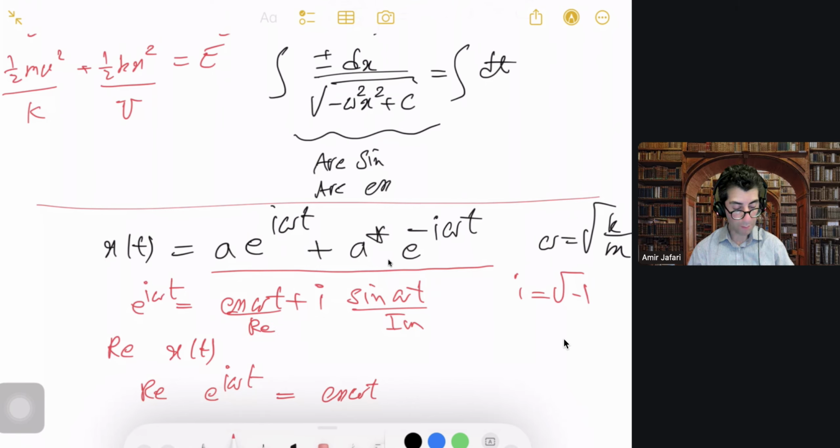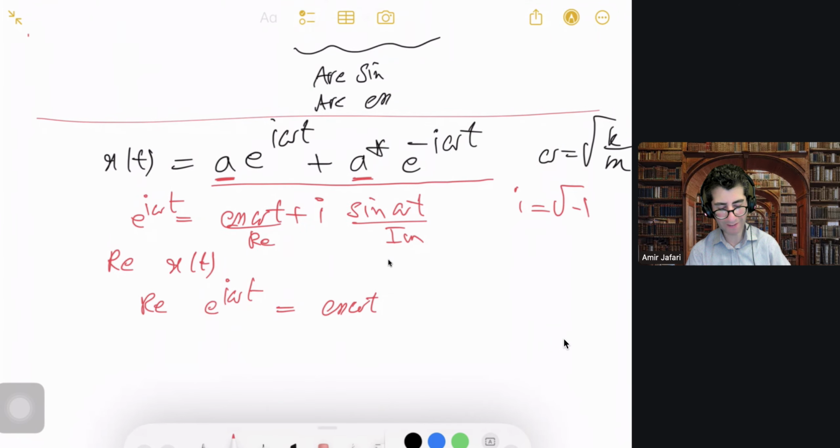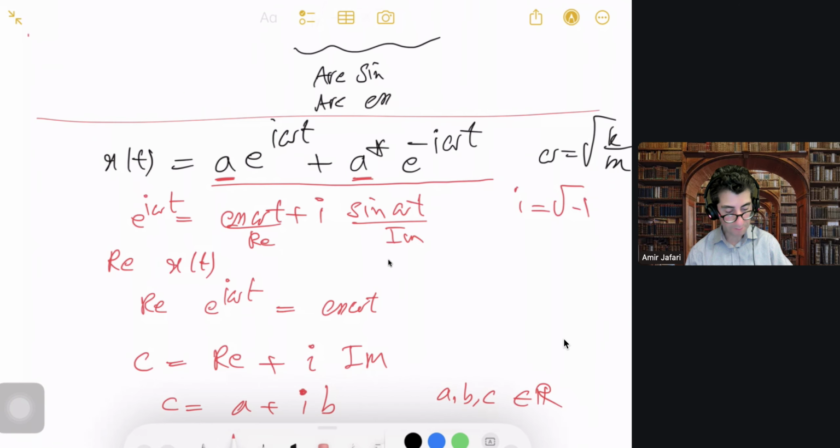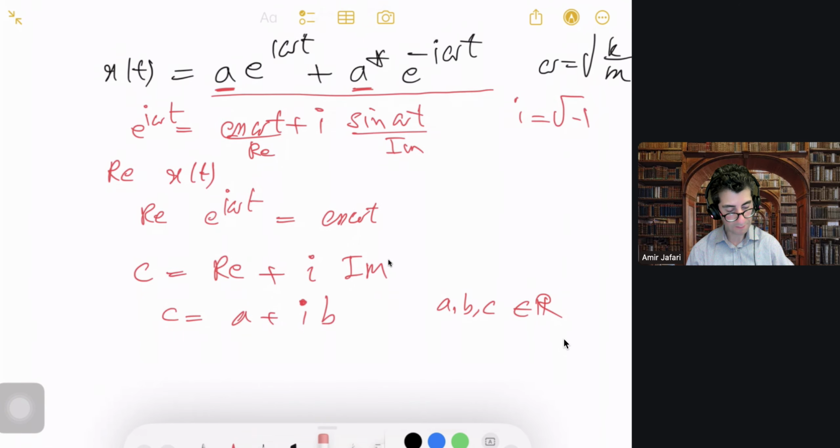And also remember that this A and A star as coefficients, as constants, are again complex numbers. So you have to take the real part of the whole expression, okay? So any complex number c is written as real part plus i imaginary part. For example, say c is a complex number, you can write it as a plus ib. Here a and b are real numbers, and c is a complex number.